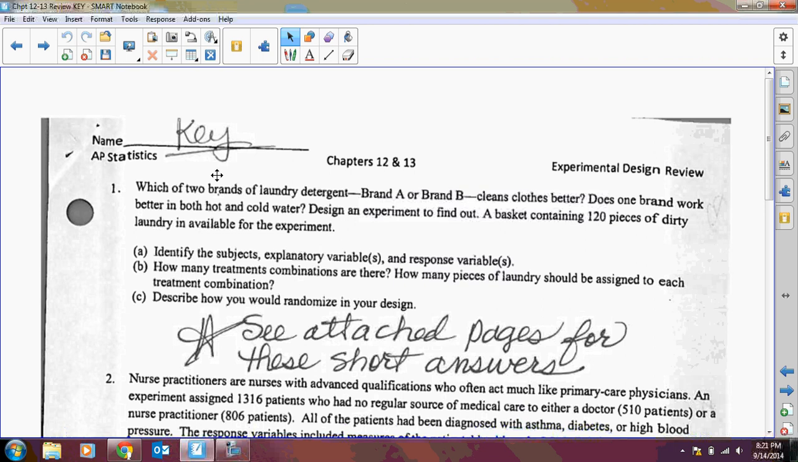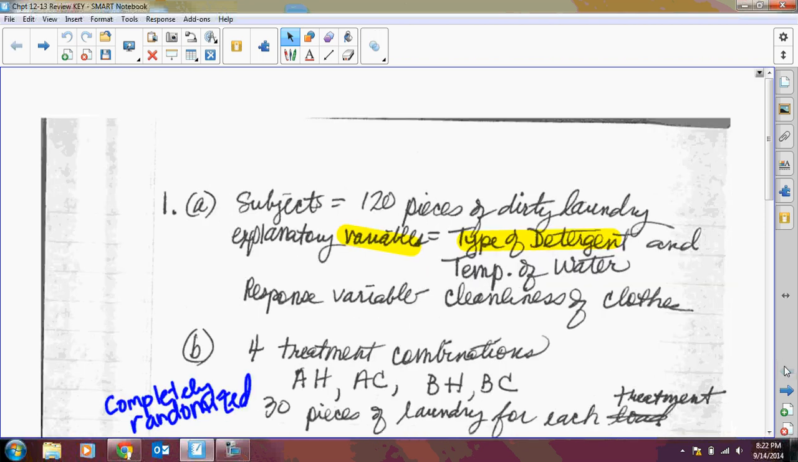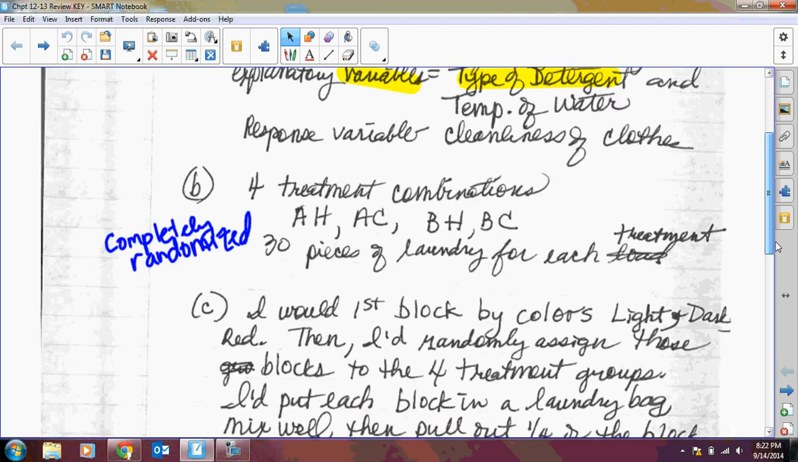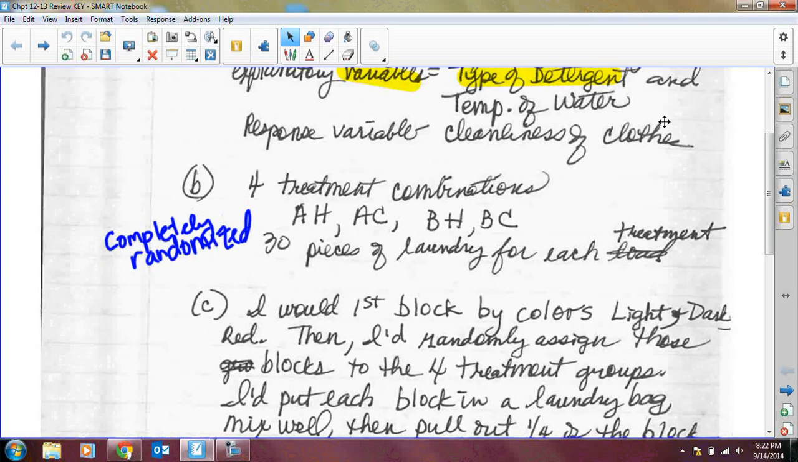The levels for the detergent are two. There are two levels for detergent, brand A and brand B. There are two levels for water temperature, hot and cold, which makes 4 experimental groups, treatment groups altogether. So if we take a look at this, you can see that there are then 4 treatment combinations. Oh, by the way, the response variable is the cleanliness of the clothes. And you may be averaging that if that's on a scale that somebody is judging. But you can have brand A with hot water, brand A with cold water, brand B with hot water, and brand B with cold water.